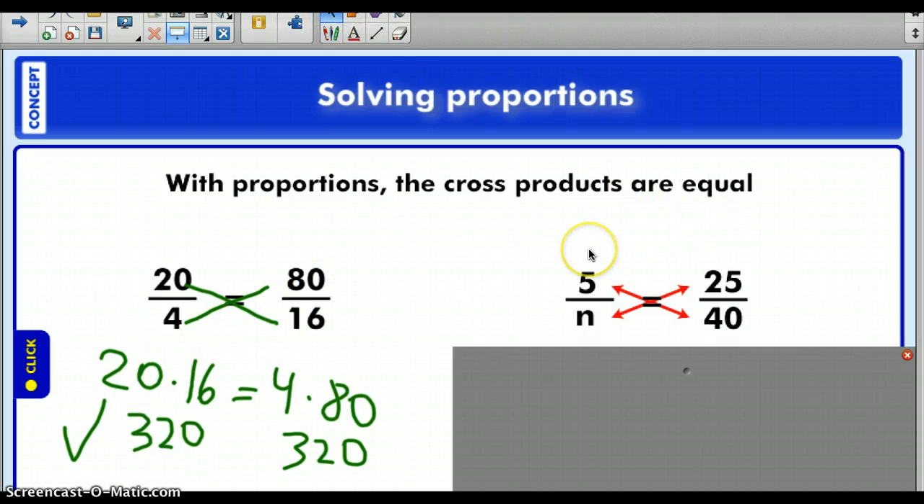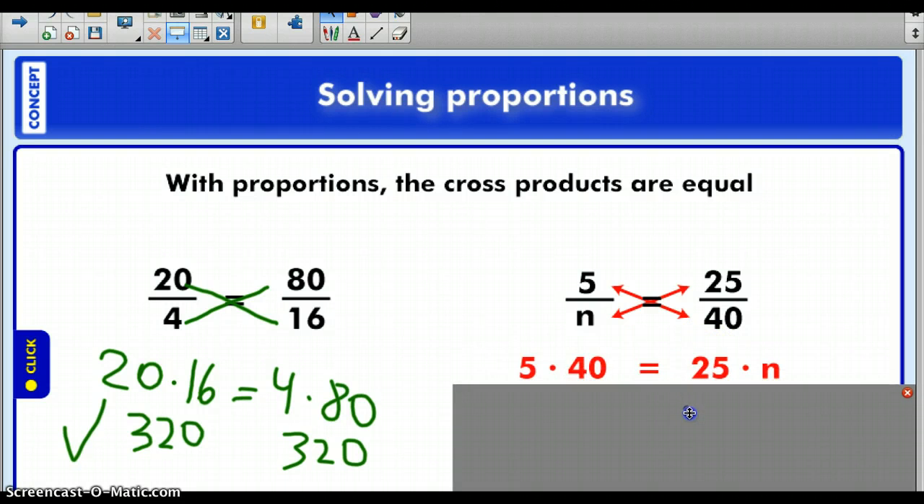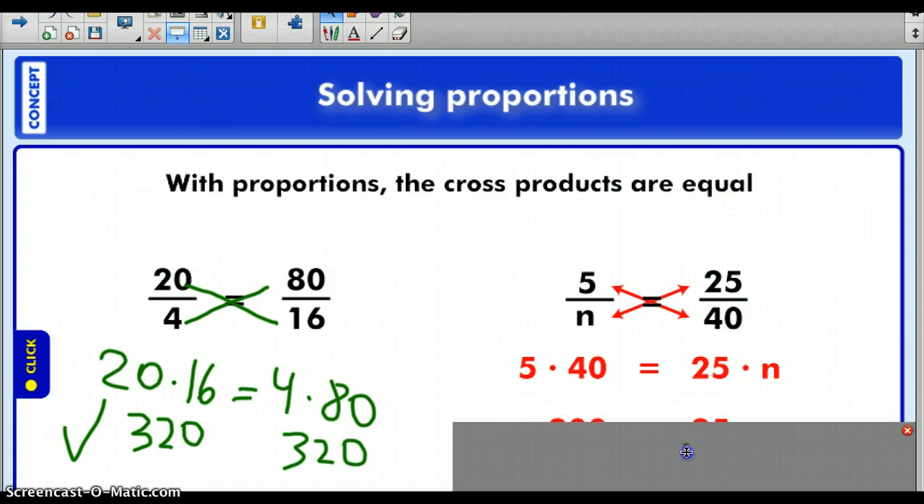Now let's look at this one. We can set up a proportion, and if we know 3 of the parts, we can find out what the missing part is no matter where it is. It could be in any position here, and we can find it by using the cross product. So let's work through this. We take the cross products. We're saying 5 times 40 should be equal to 25 times n. Now we're going to solve for n.